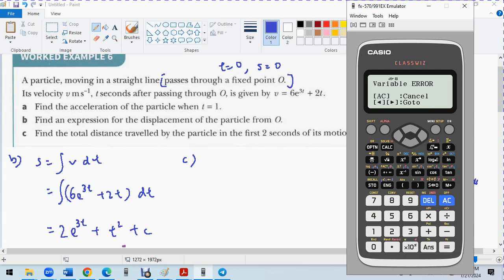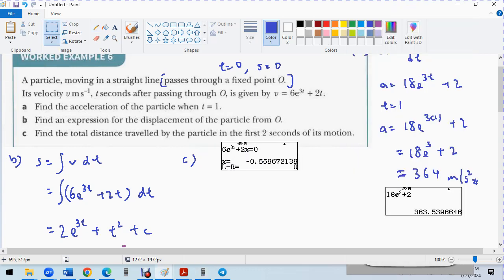Shift solve, zero only. Okay, shift. So this one alpha equals 0. 6e^(3x) plus 2x, alpha equals 0. Shift solve. So actually they don't stop and turn here.